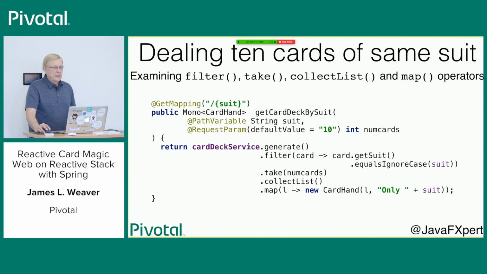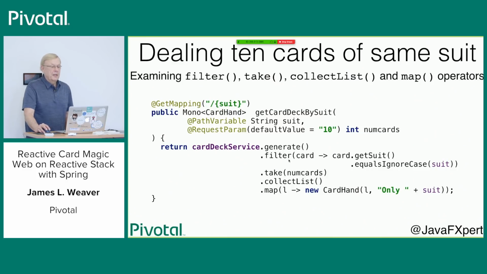So then we're going to use this card deck service. We're going to use this generate method, and this generate method isn't an operator, isn't like a flux or mono operator. There is one named generate, but we're kind of overloading it, so don't worry about that one.